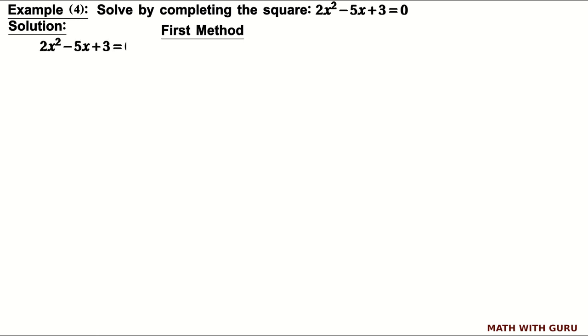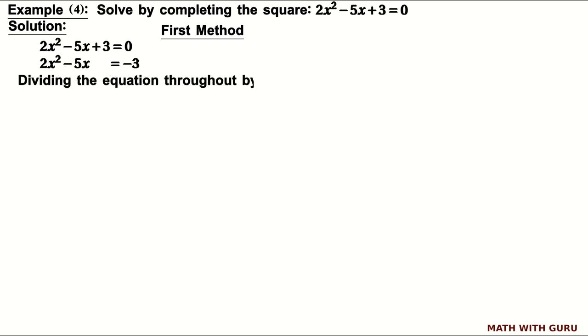Now consider one more example. Solve by completing the square. 2x squared minus 5x plus 3 equals 0. Let us apply the first method. 2x squared minus 5x plus 3 equals 0. Bring plus 3 to the right hand side.